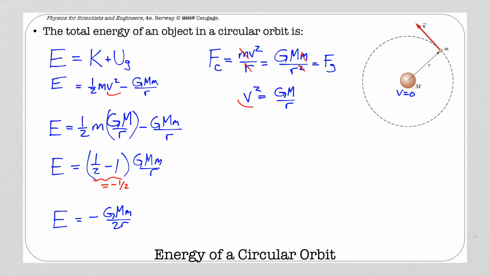Again, this is a negative quantity, so this is a bound state. An object that is orbiting another object in a circular orbit is bound to that larger object. That's why satellites continue to orbit the Earth. That's why the Earth continues to orbit the Sun. We're in a bound state. We would need some sort of extra energy to pull us off into outer space and away from that orbit that we find ourselves in.